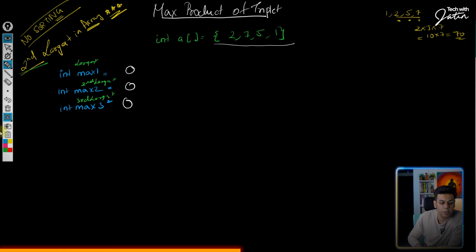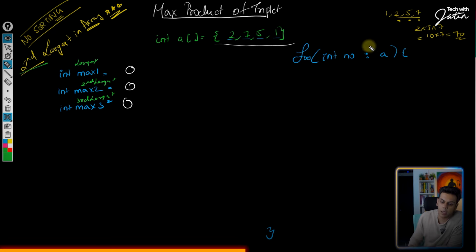How do you traverse this particular array? Use a simple for each loop. For integer number, and number is going to get the value from the array. So first from the array, I'm going to get 2, then 7, then 5, then 1. All those values will be given to number.